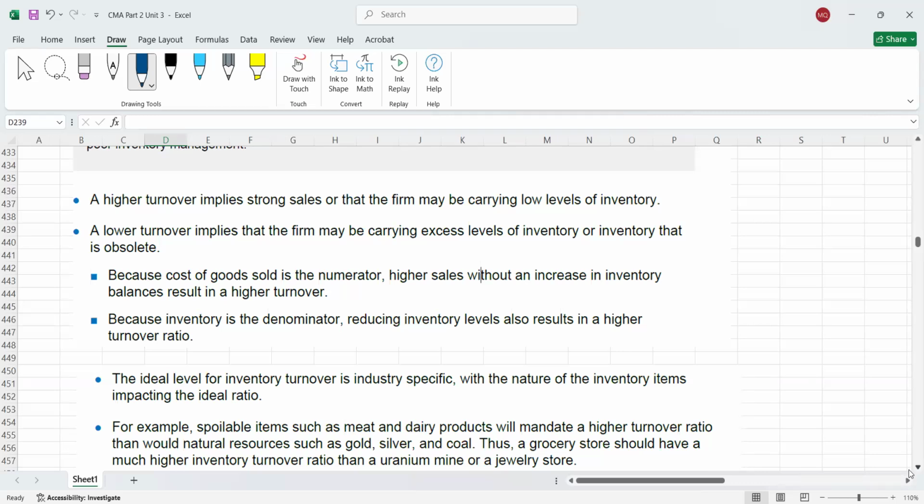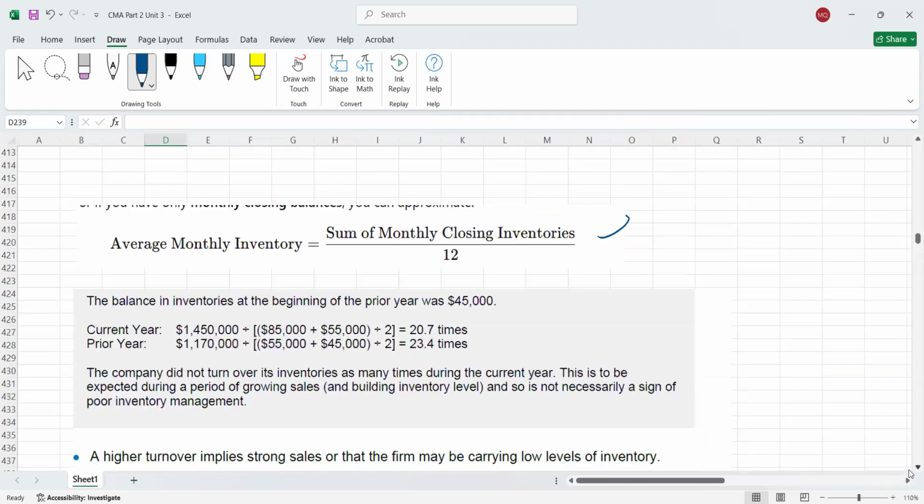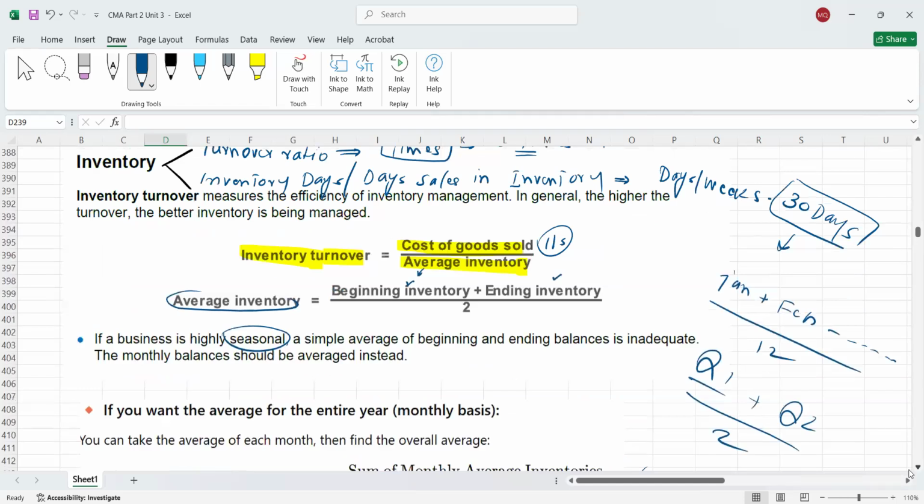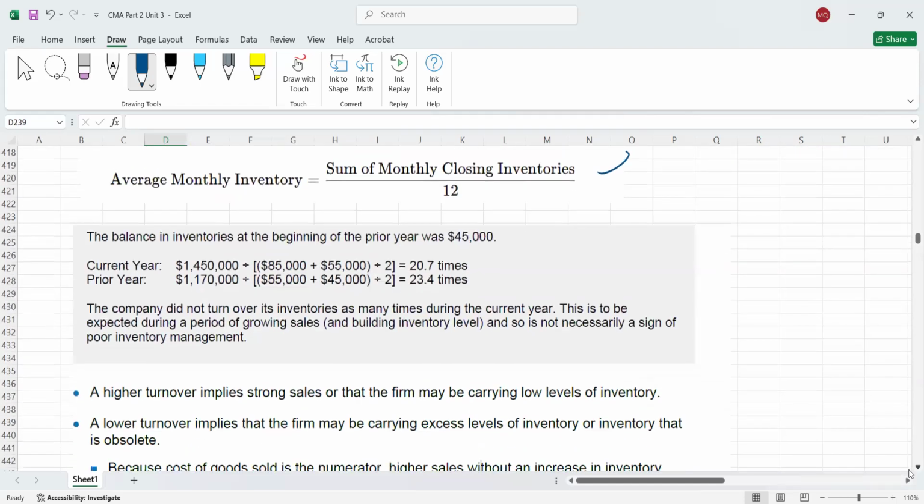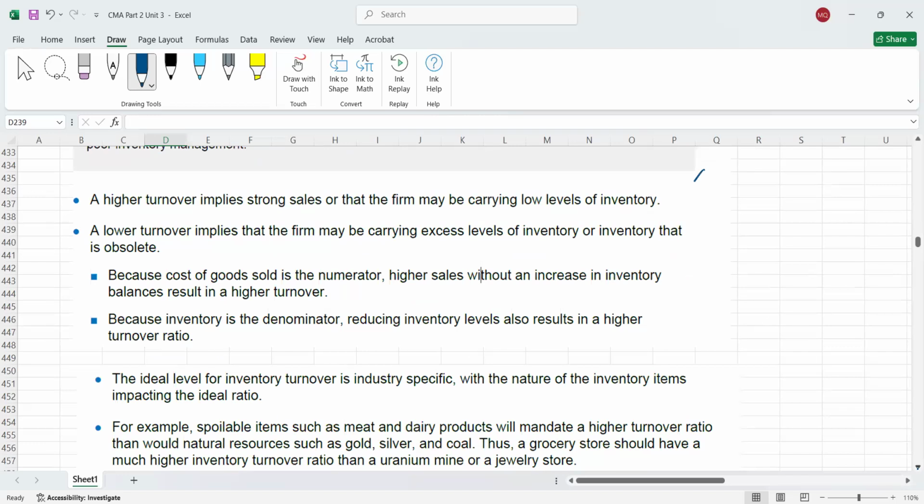Again, if you look for the inventory turnover formula, what was the formula? Cost of goods sold divided by average inventory. I told you a higher answer is desirable for this ratio. How can this answer be improved? Number one, if your cost of goods sold increases and average inventory decreases, automatically the turnover ratio will increase.